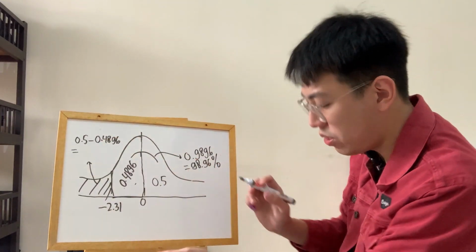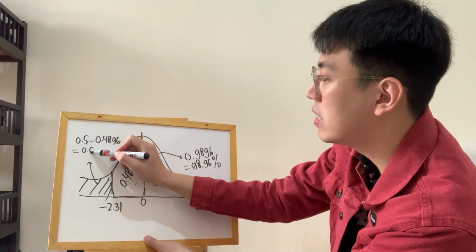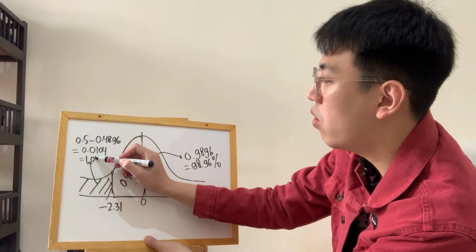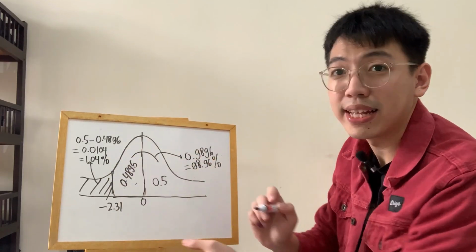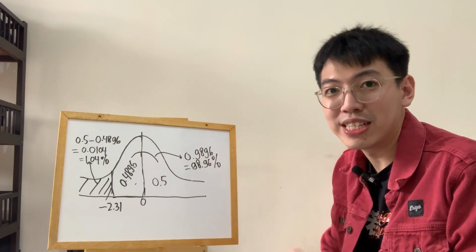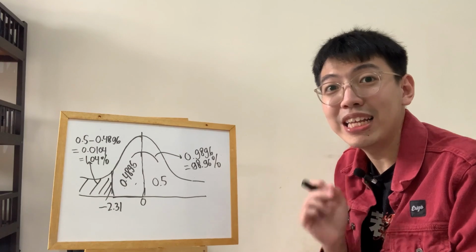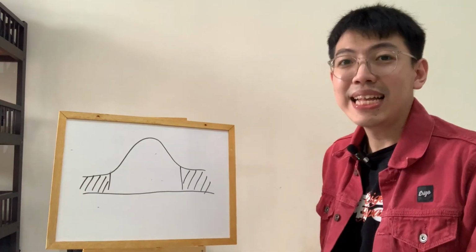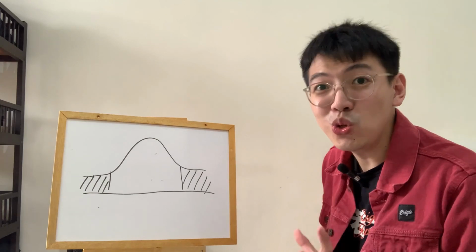It will be equal 0.0104 or 1.04%. So basically, you have to understand how to read the C table and use your logic to find the area or find the C. Next, how if it is two-tailed?